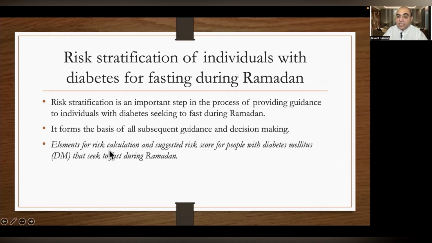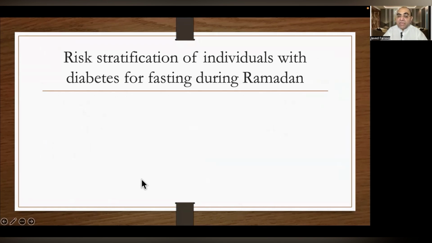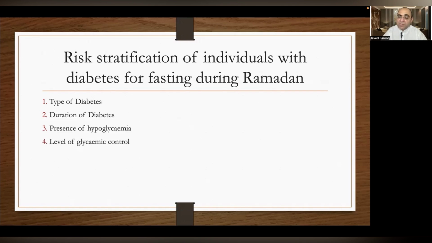Elements for risk calculation and the suggested risk score for people with diabetes mellitus who seek to fast during Ramadan are 14. First, what is the type of diabetes, type 1 or type 2? Second, what is the duration of diabetes? Third, presence of hypoglycemia, whether a patient has experienced hypoglycemia or not. Fourth, level of glycemic control: what is the HbA1c level? Fifth, what type of treatment the patient is getting. For type 1, what type of insulin? For type 2, whether this is all oral or oral plus insulin.